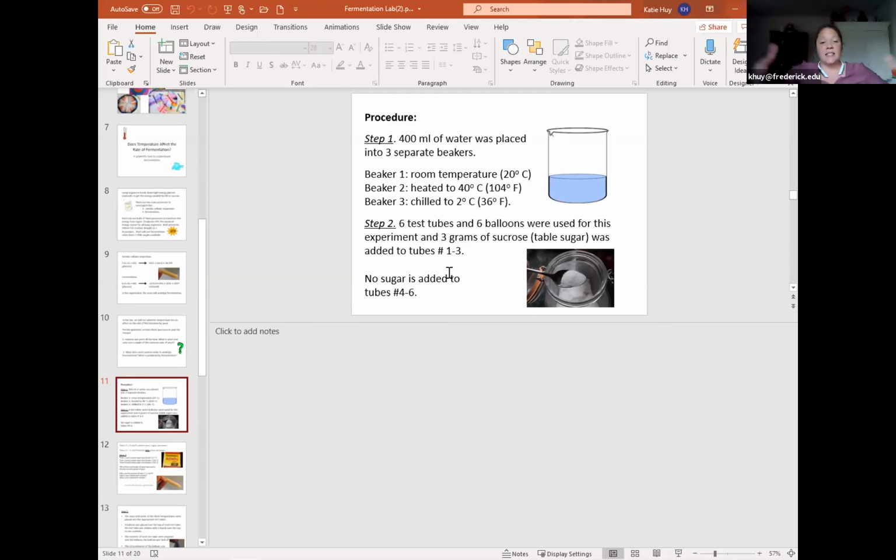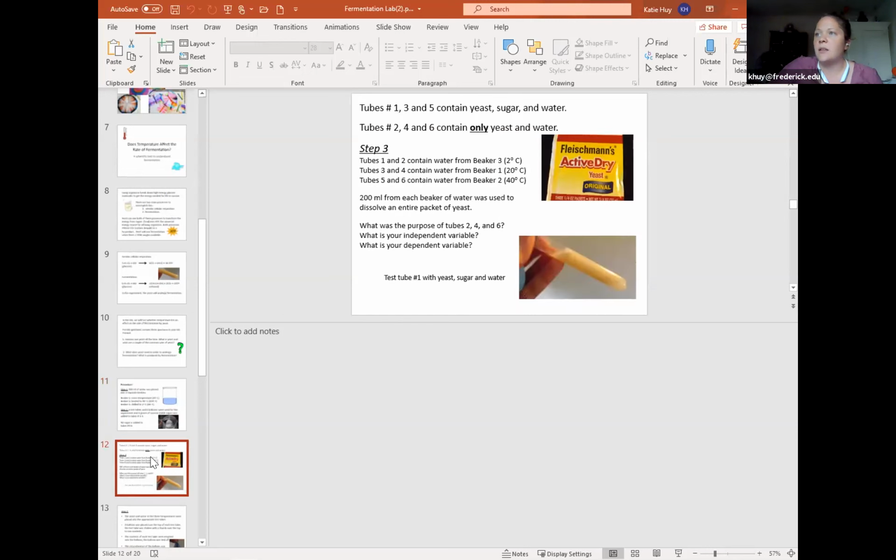Next, we're going to set out 6 test tubes. 2 of those test tubes are going to have water for room temperature, 2 have the bath water, and 2 have that cold water. Only 1 test tube in each of those groups is going to get sugar. So let's look at this. Test tubes 1, 3, and 5 all have the yeast, the sugar, and the water in the test tube that are going to be activated. In 2, 4, and 6, you're only going to have yeast and water.